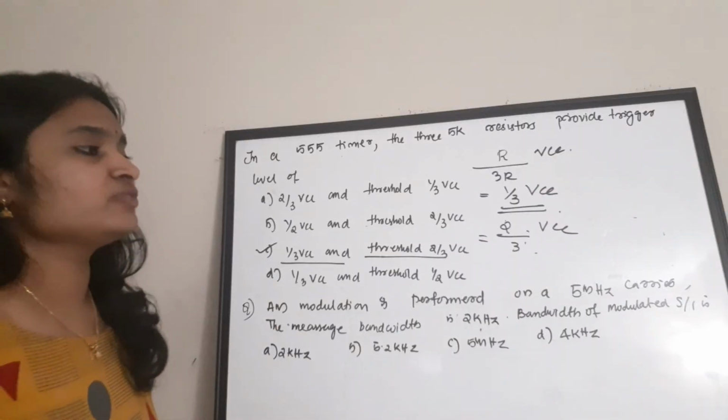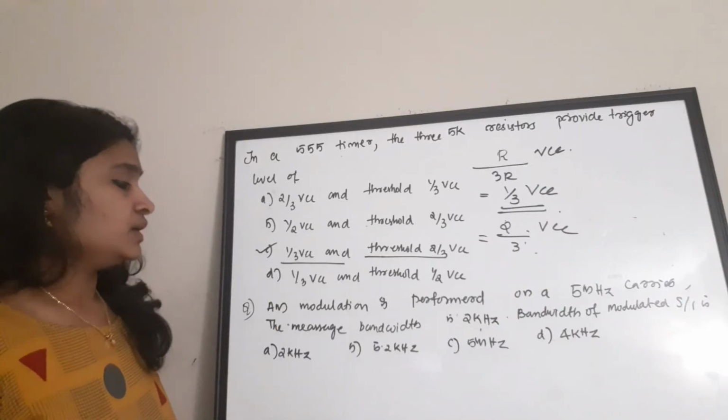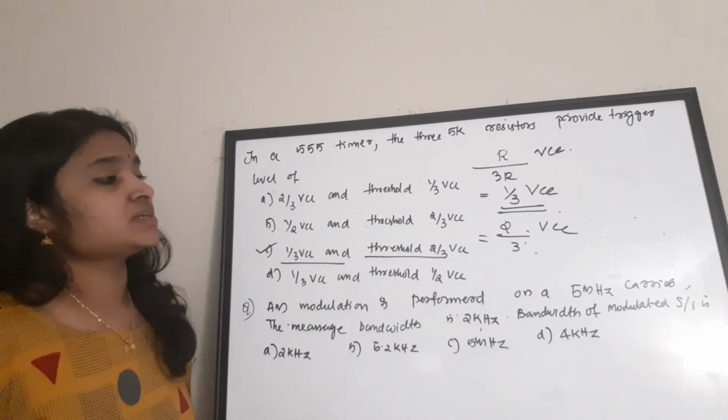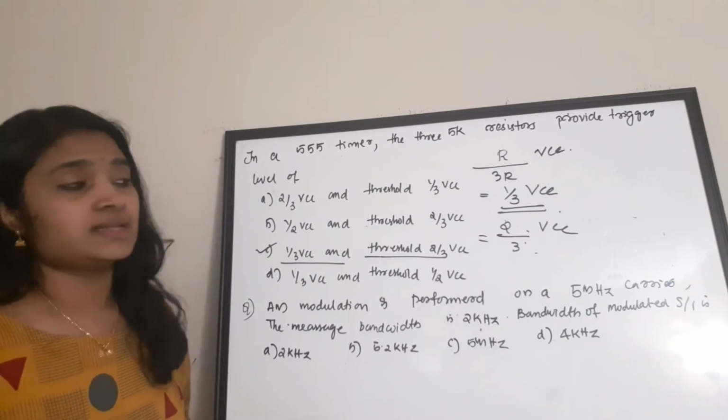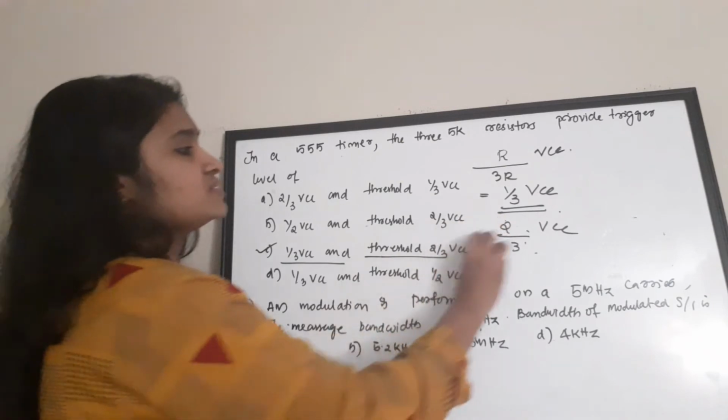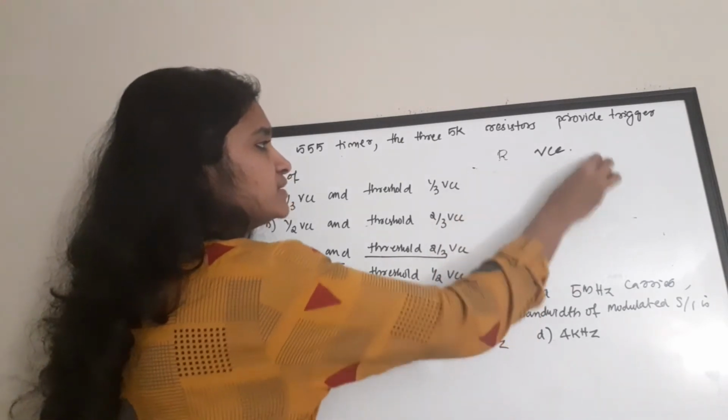AM modulation is performed on a 5 MHz carrier. The message bandwidth is 2 kHz. Bandwidth of the modulated signal is dash. So this is an AM system. AM means amplitude modulated system.